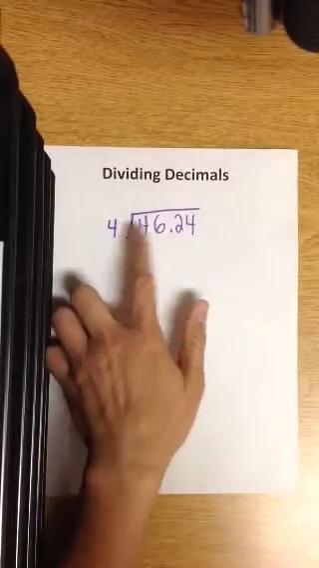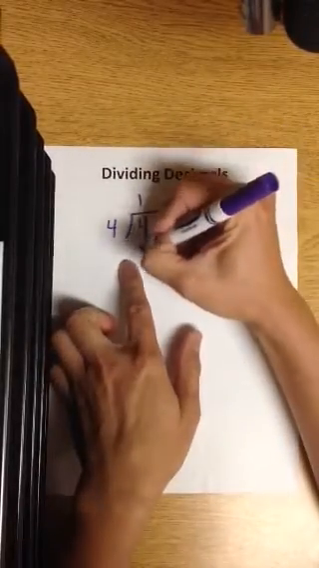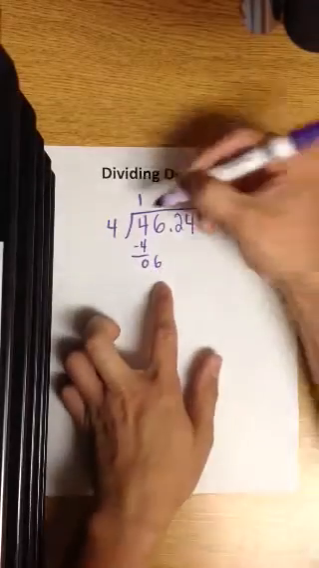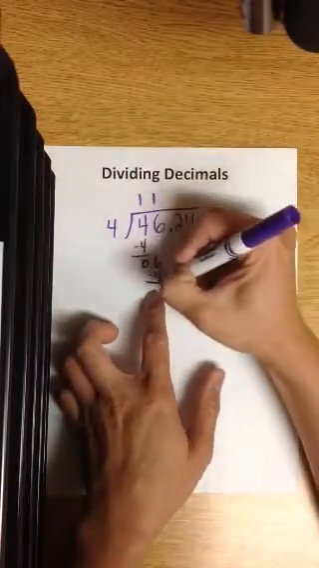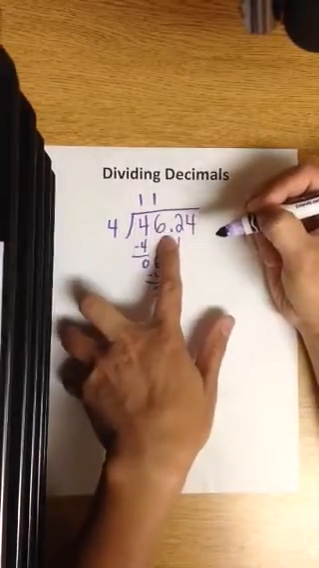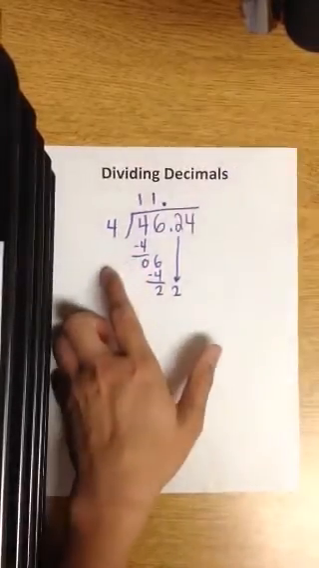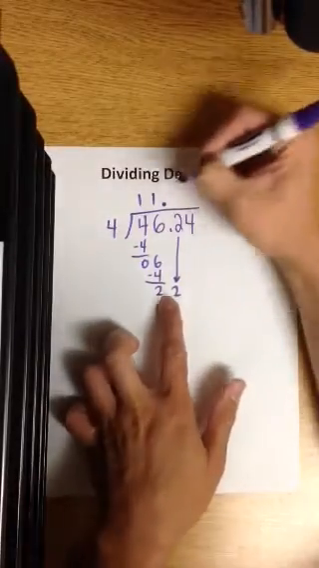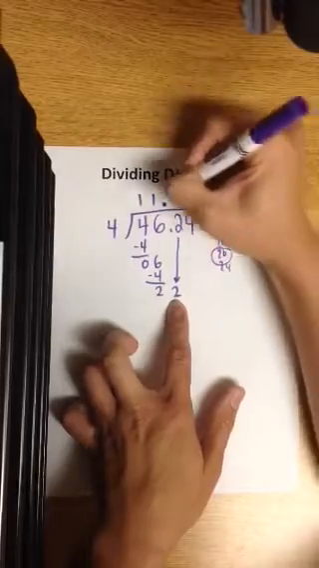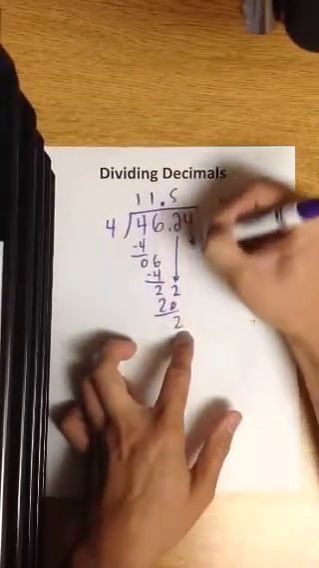So divide by 4. Can 4 go in 4? 1 time. How many 4s go in 6? 1 time. Remainder's 2. Bring down this 2. Oh, I see a decimal point here. Don't forget a decimal point. Line it up. How many 4s go in 22? 4, 8, 12, 16, 20, 24. 5 times. Remainder 2.